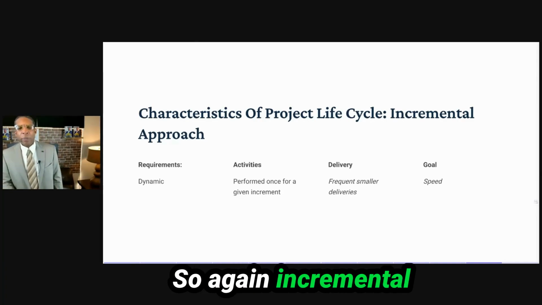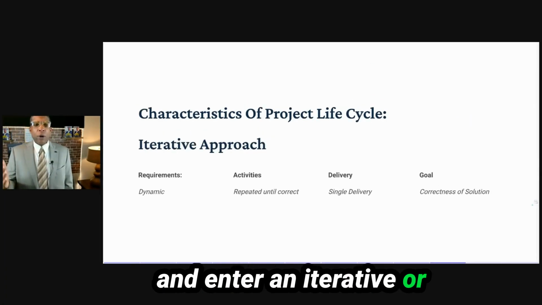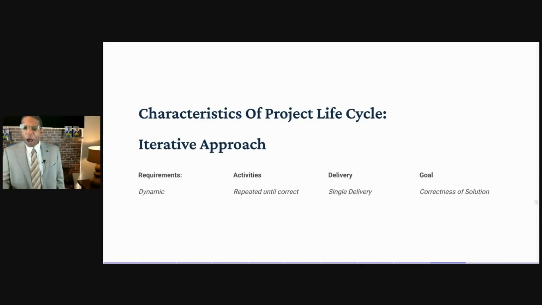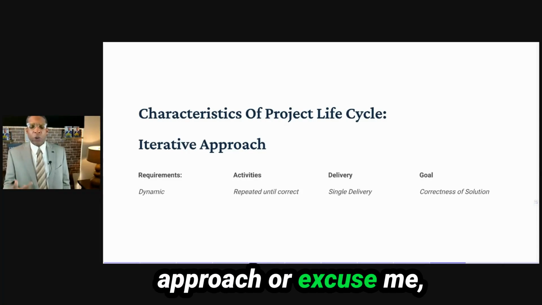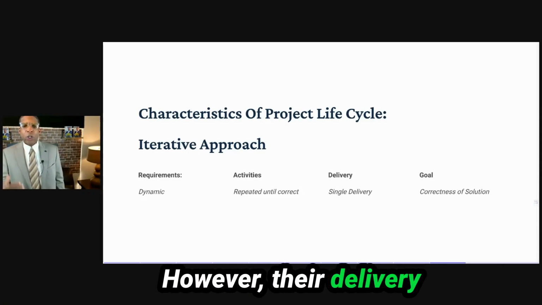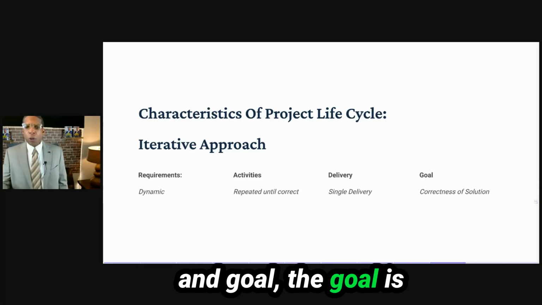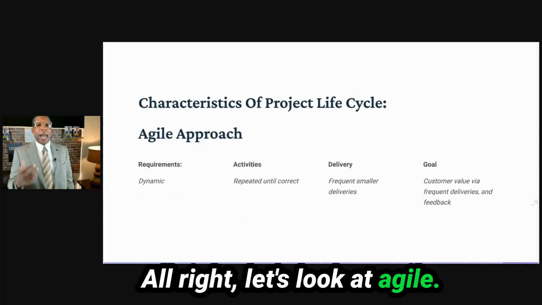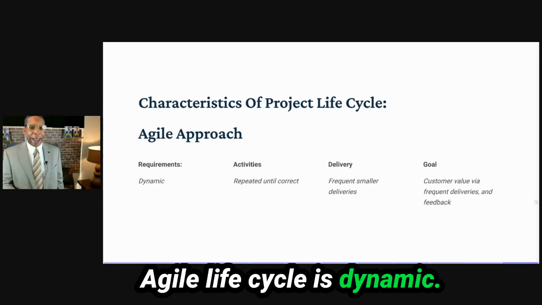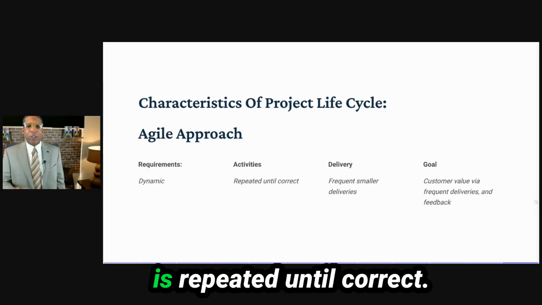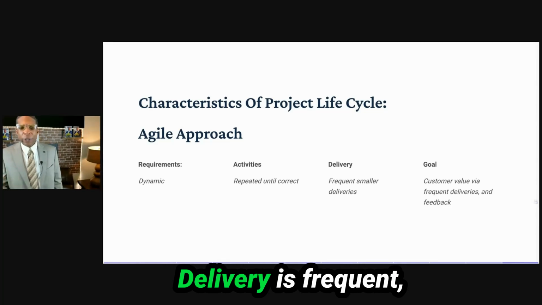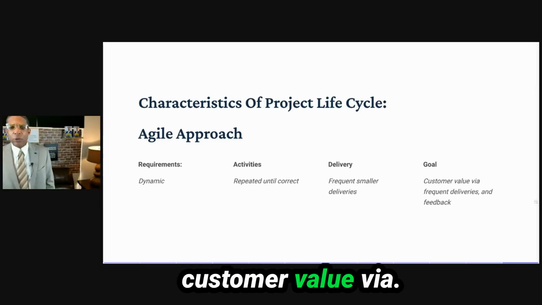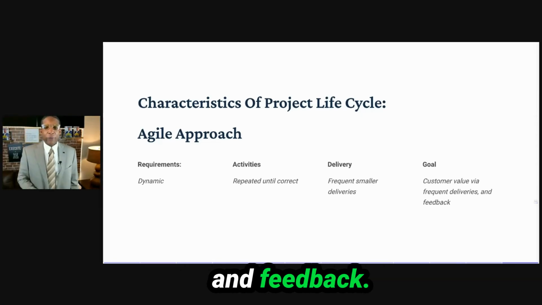So again, incremental and iterative are two different things. Each one of them has a dynamic requirement. However, their delivery and goal differ: the goal of iterative is correctness of solution, and incremental is speed. All right, let's look at agile. The agile life cycle is dynamic as far as the requirements. Activities are repeated until correct. Delivery is frequent, smaller deliveries. And the goal is customer value via frequent deliveries and feedback.